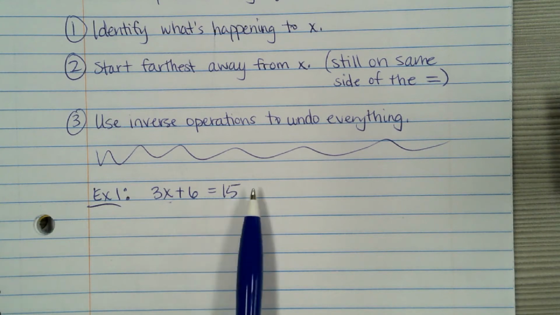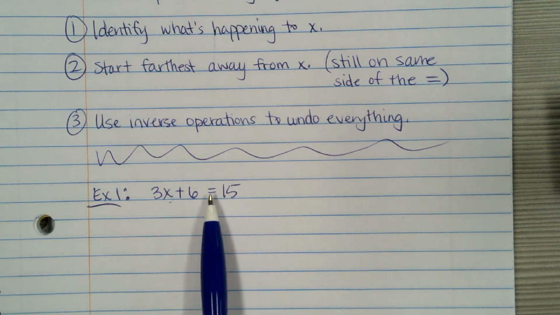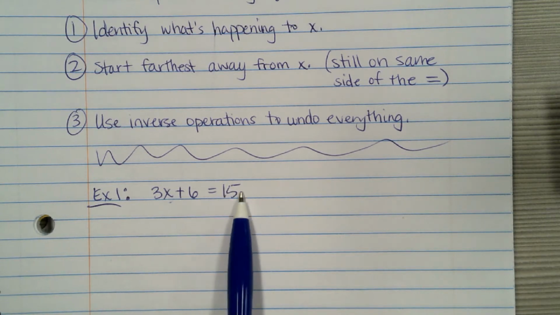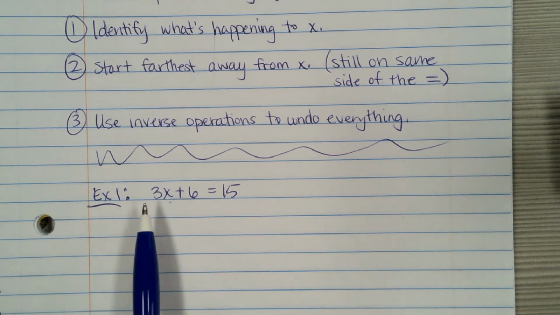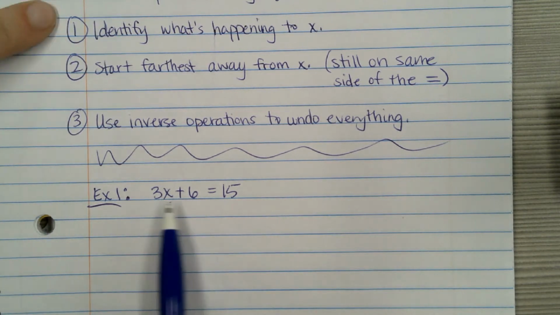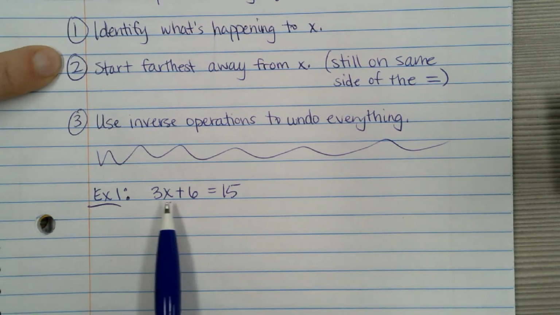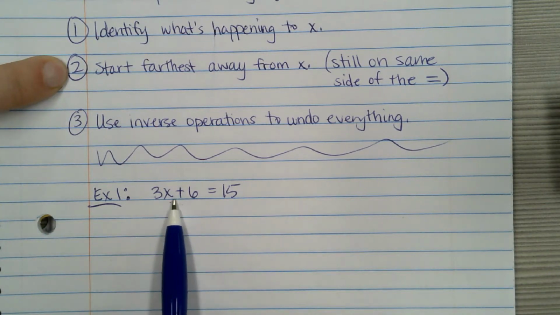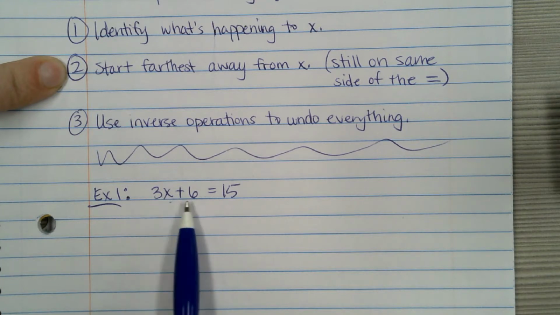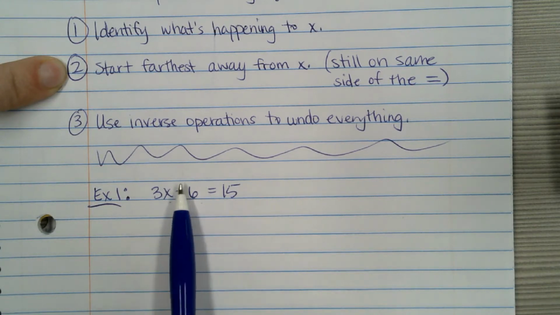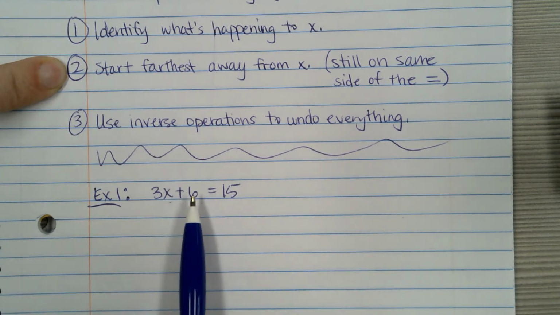This 15 isn't doing anything at all to x because it's on the other side of the equal sign. So leave it alone, okay? Leave it alone. So, out of these 2 things, they are what's happening to x. Now we are going to pick the one that's further away from x. So think about it. This one is literally right beside x. This one has a whole plus sign between them, okay? So right beside x, further away. So this is what we want to start with, the plus 6.